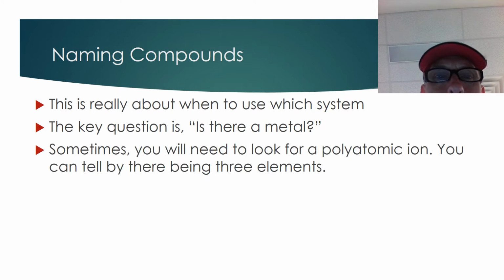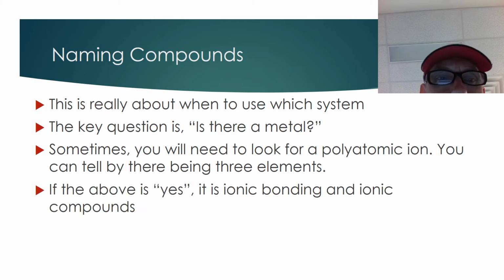If you don't see a metal, sometimes you're going to have to look for a polyatomic ion. Either its name, like a sulfate, a chlorate, a nitrite, maybe a hydroxide, ammonium, something like this. If the name or the symbol tells you there's a polyatomic ion, or if you see a symbol that's got 3 elements, you're pretty much sure that this is going to be ionic. So if either of the above is yes, it's ionic bonding and you've got an ionic compound.